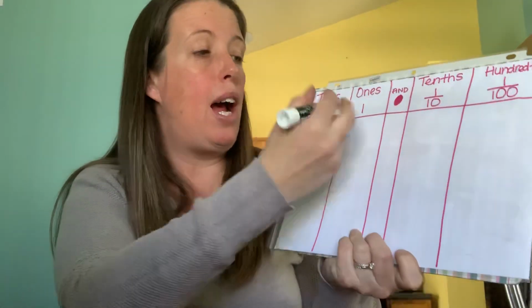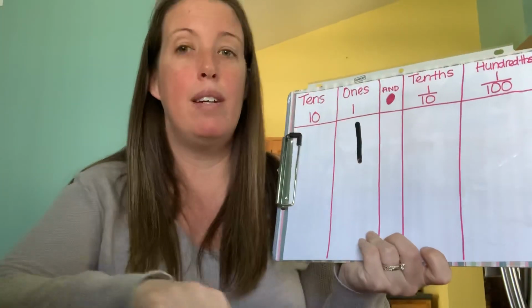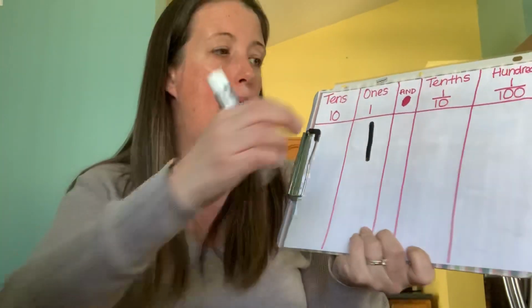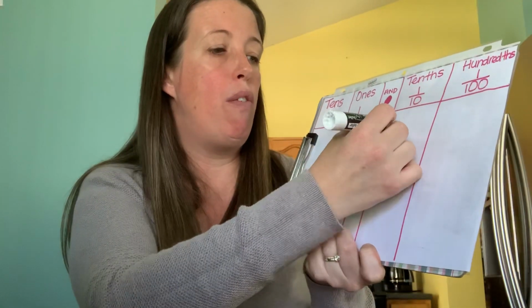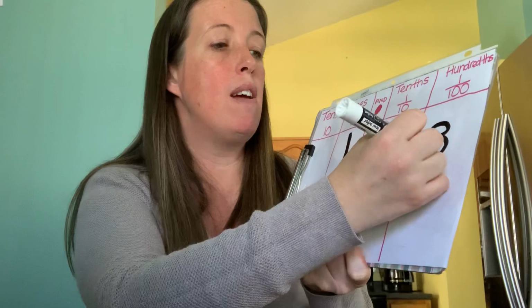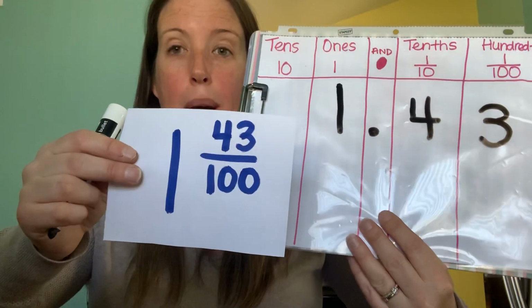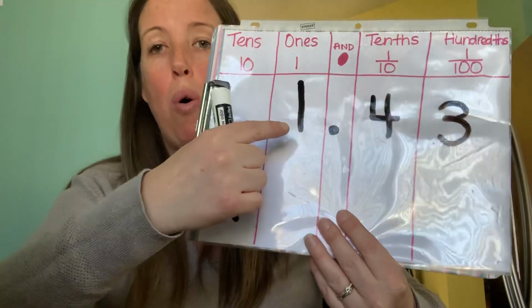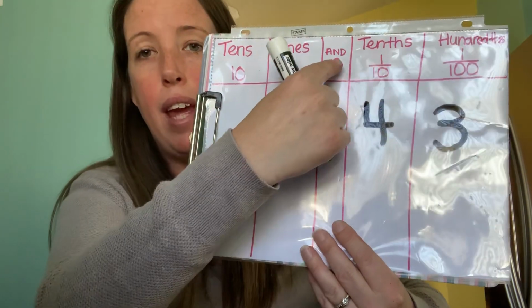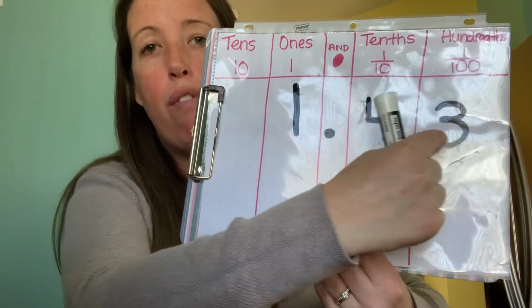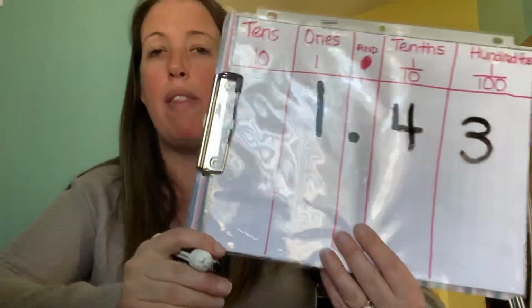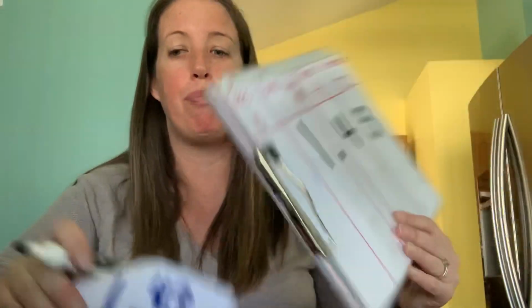Well, here I have 1, and then I also have 43 hundredths. So how do I read this mixed number as a decimal? 1 and 43 hundredths, and that's how I write it as a decimal.